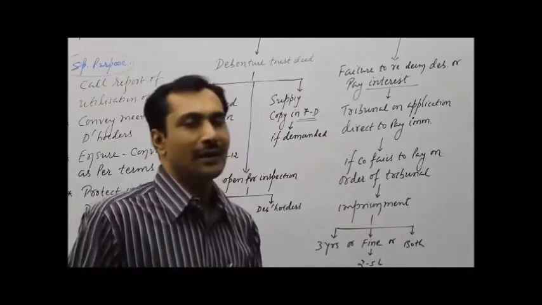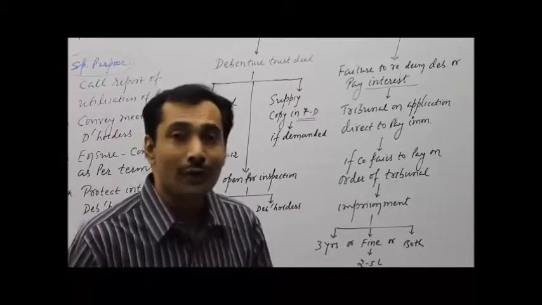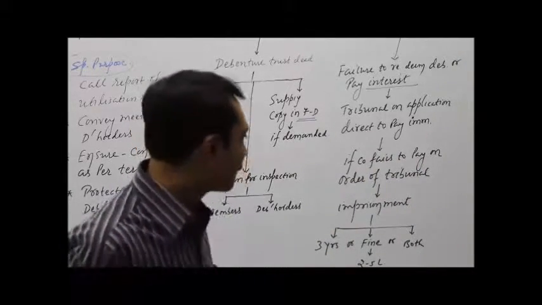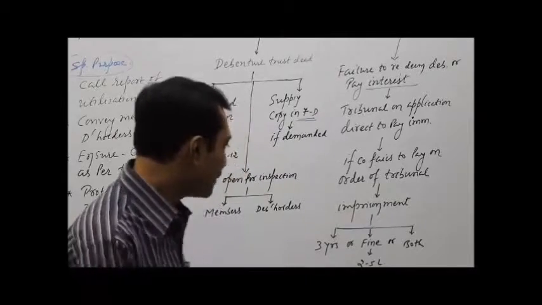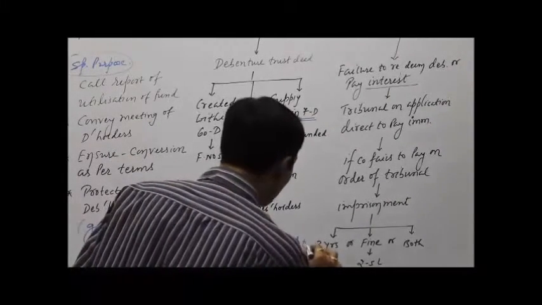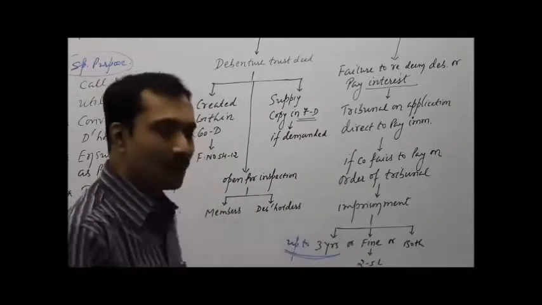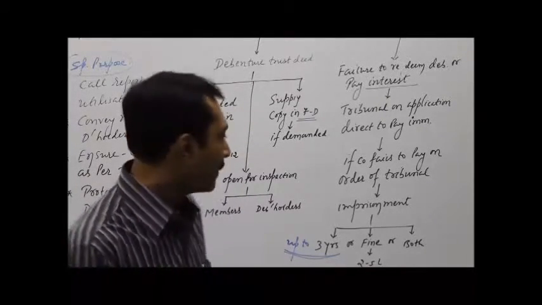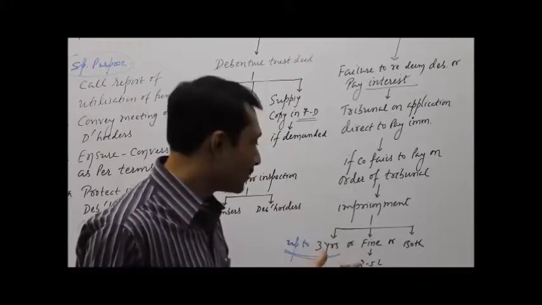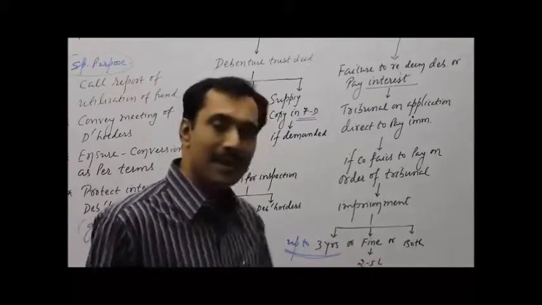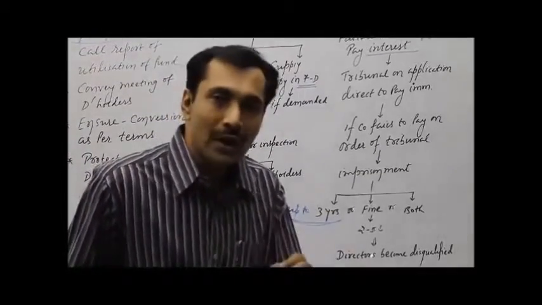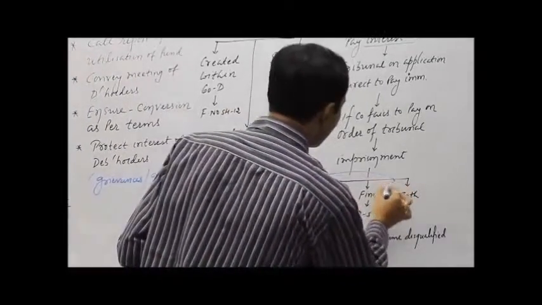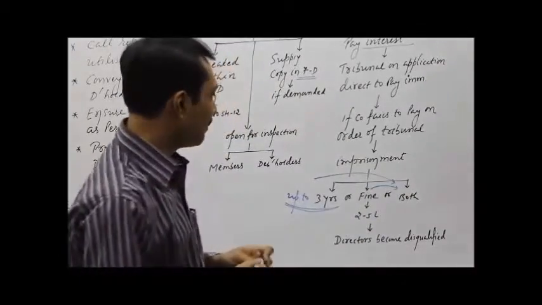Now, you will ask me, sir, what if the direction of the tribunal is not followed? If the company fails to pay the amount on the order or direction of the tribunal, there will be imprisonment up to 3 years. Remember, imprisonment will be on the defaulting directors. You cannot imprison the company. In addition, instead of imprisonment, a fine can be imposed on the defaulting director from 2 lakh rupees to 5 lakh rupees, or both. That means imprisonment as well as fine, both can be imposed by the tribunal.